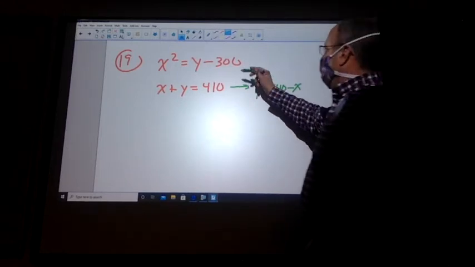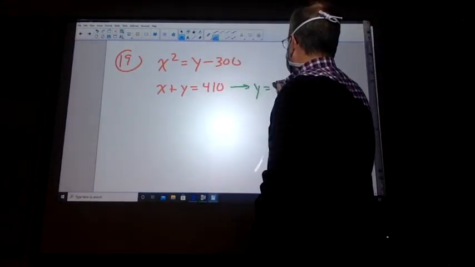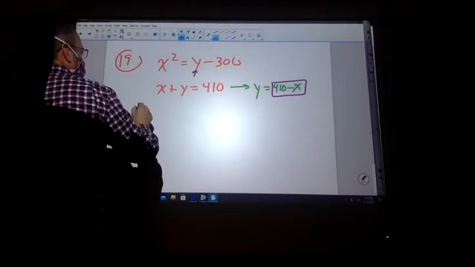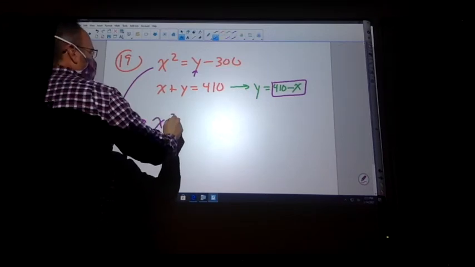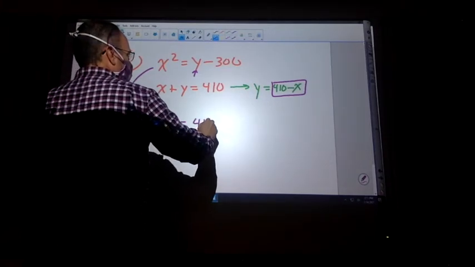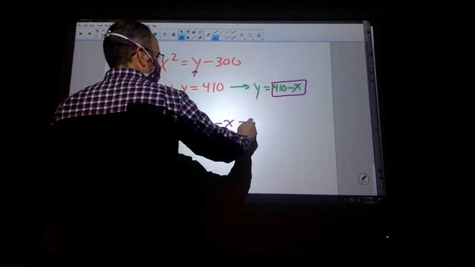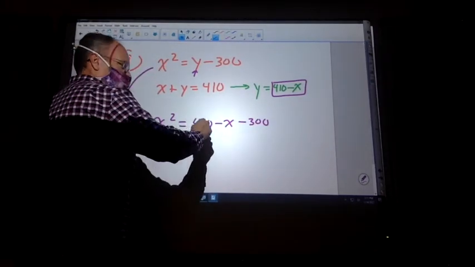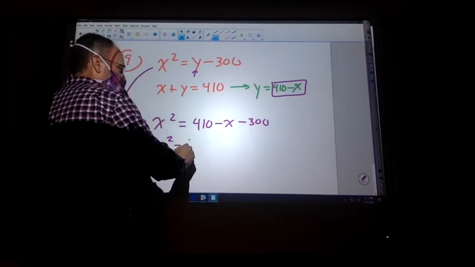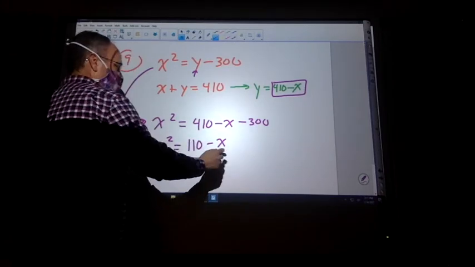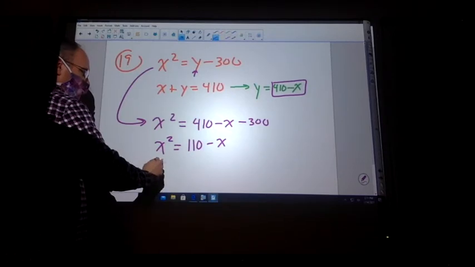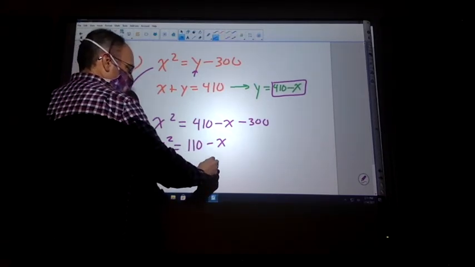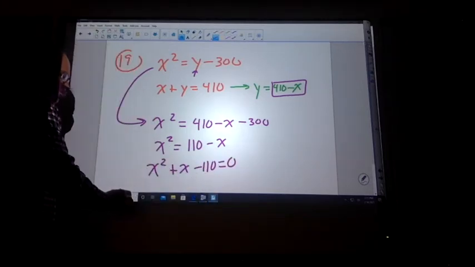Okay, so what I'm going to do, because I know this, I'm going to take this here, I'm going to plug it in right here. So that's going to give me x squared equals 410 minus x minus 300. I'm going to combine like terms on the right side, so 410 minus 300 is 110. I'm going to move everything over. So add x, subtract 110, set it equal to 0.